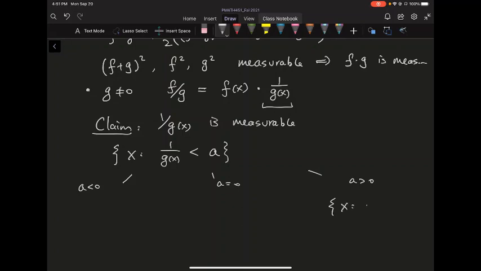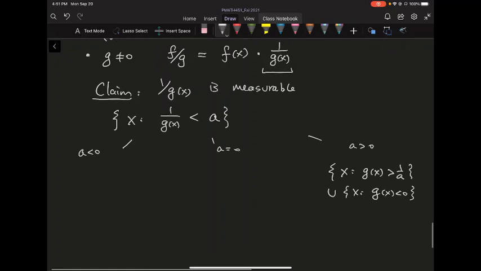When a is positive, then g of x can be either negative, or if it's positive, then you can move it to the right hand side. So it's all the x where g of x is greater than 1 over a, or when g of x is negative, less than 0, then of course 1 over g is negative, which is less than a, which is positive. So it's the union of these 2 things, and they're both measurable. So this is inside B. When a is equal to 0, that's also very simple. This is simply 1 over g less than 0, which is basically when g is less than 0, so you know this is measurable.